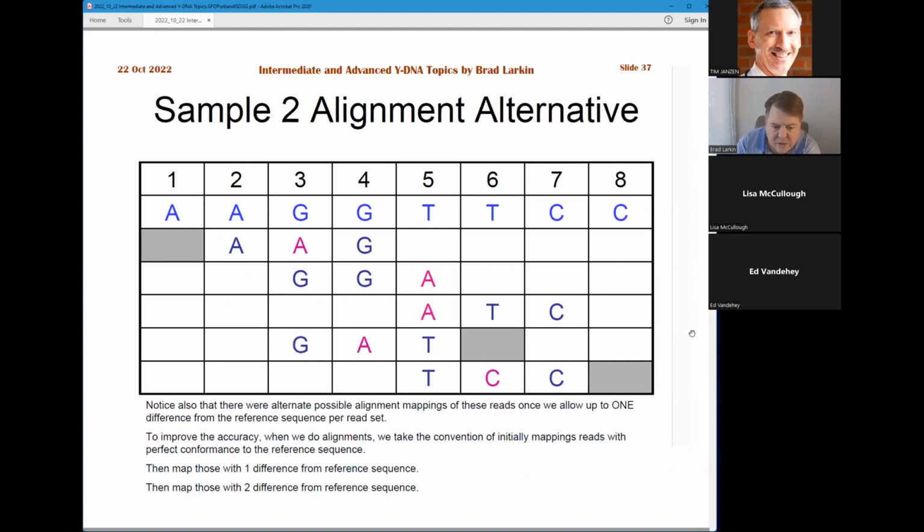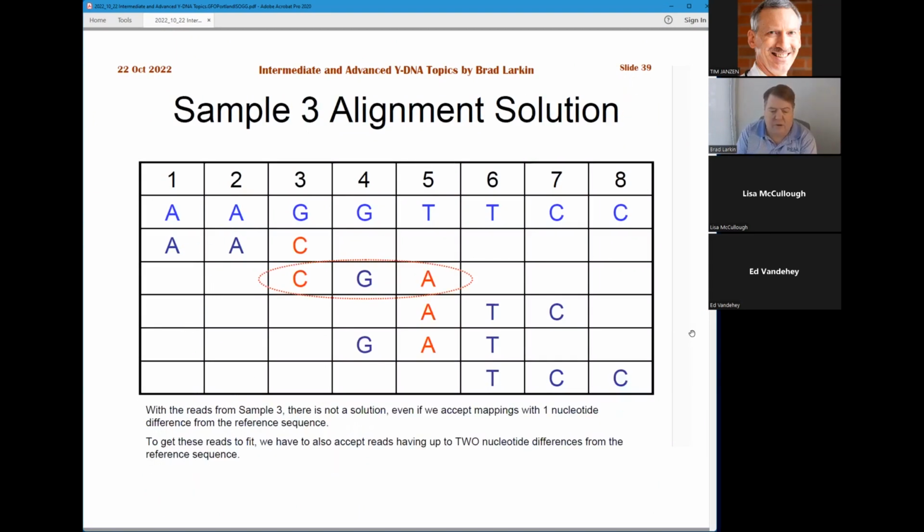But there were also alternate alignments that could have been done if we say, okay, there could be one difference from the reference sequence. And if we say there could be 2 differences from the reference sequence, now there's really a lot of possible alignments. So to get these reads to fit this reference sequence, we had to accept 2 differences just over a span of 8 base pairs. As we do alignments, do we want to accept that much? Do we not? How much change are we looking for? How much change can we accept?